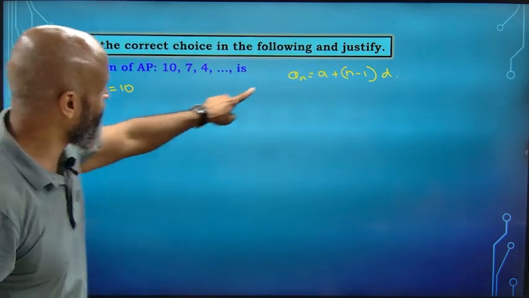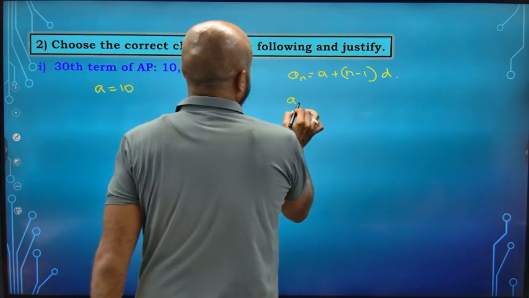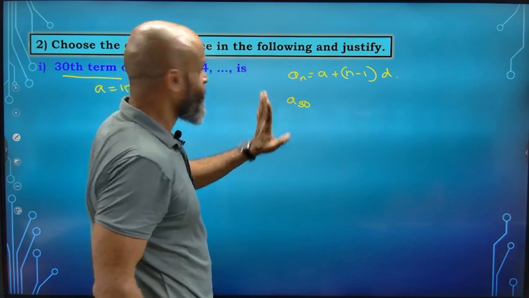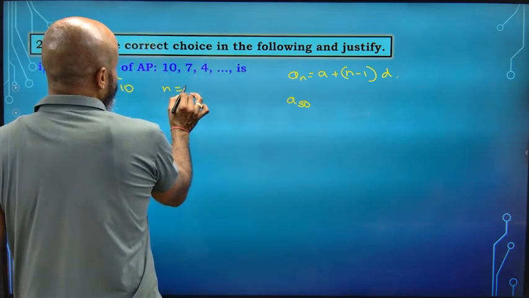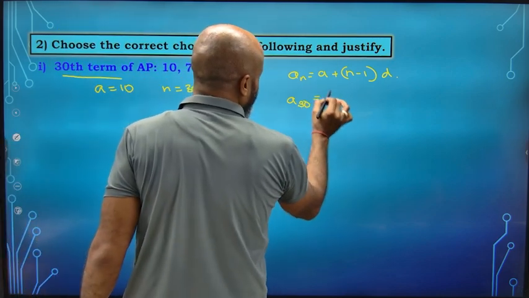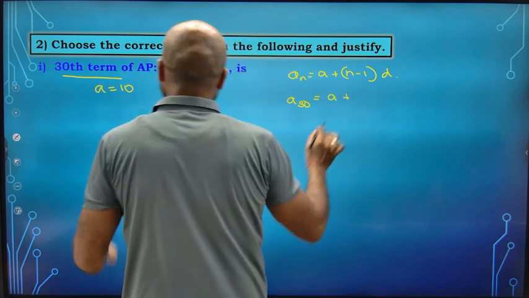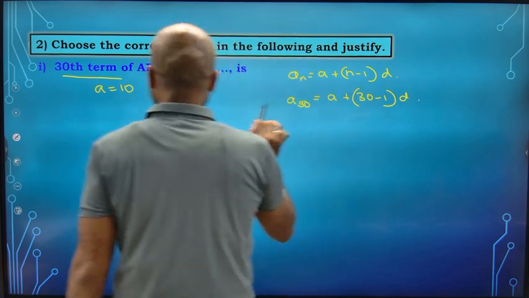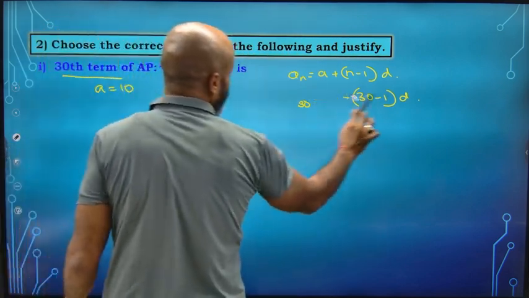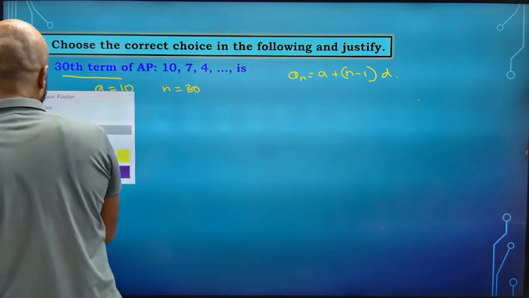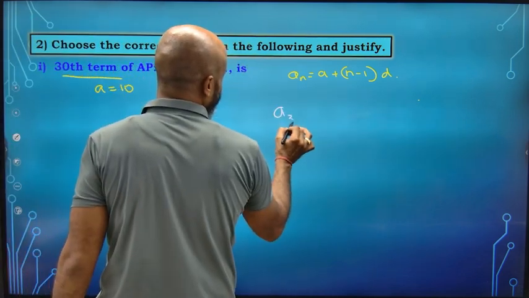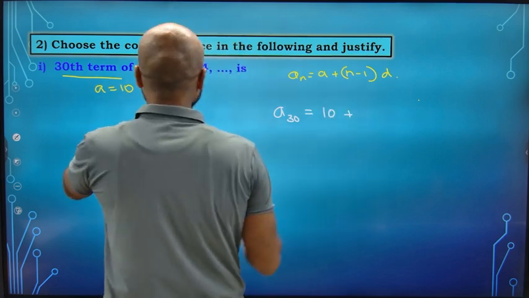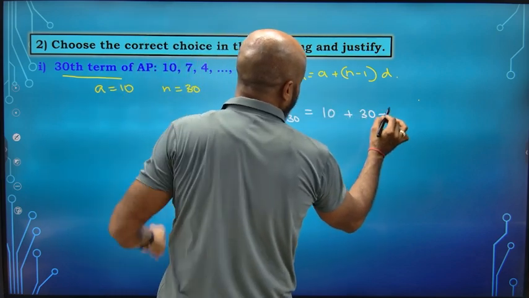In this case we have to find out a30, the 30th term, so n here is 30. A is 10, n is 30. So a30 will be equal to a plus 30 minus 1 into d. We will put the values here one by one. So in this case a30 is equal to, a is how much, 10, plus n is how much, 30 minus 1 into d.